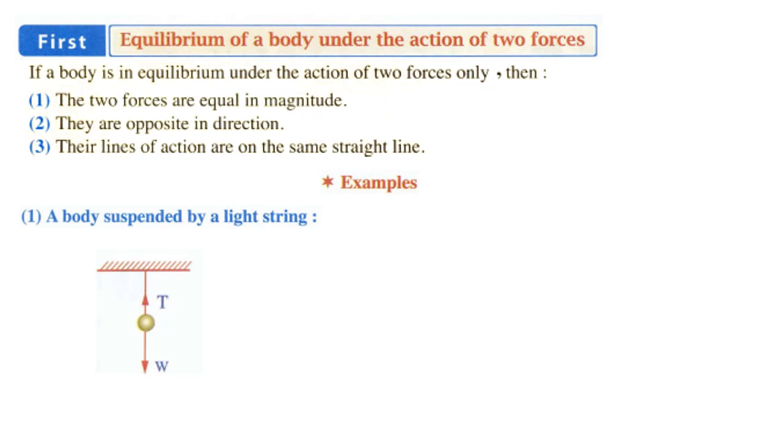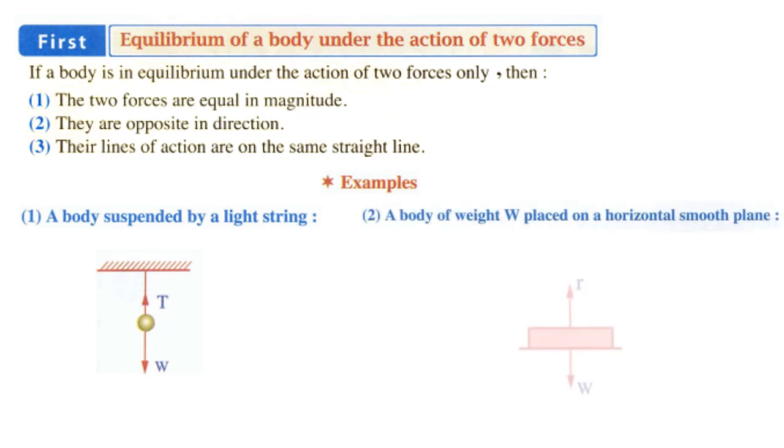Another example, a body on a smooth plane. This body is in equilibrium. There are two forces acting on this body, which are the weight and the reaction of the plane. These two forces have the same magnitude, the same straight line, and opposite direction.